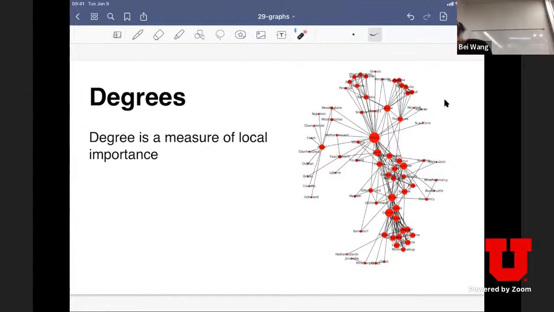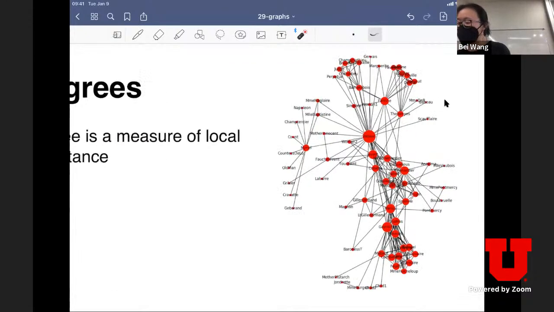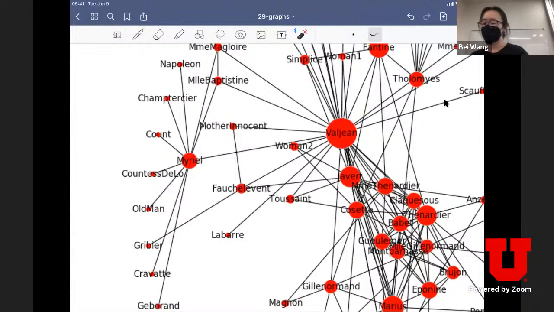Yeah. In this case, we can duplicate these results through Jupyter Notebook. This is a social network that comes from Hugo's novel, and if I change the size of the node by its degree, this shows a sort of important character in the novel.